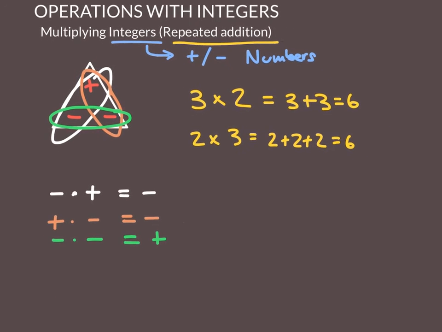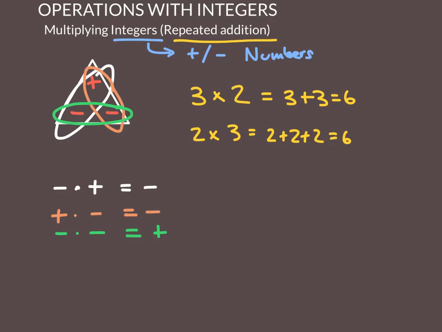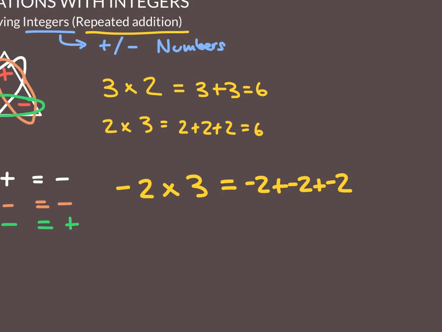Now, you can also think of it like this. All right, let's say that I have negative 2 times 3. Okay, now really, you have to think about what I'm doing here. If I have negative 2 times 3, then what I really have is negative 2 plus negative 2 plus negative 2. And negative 2 plus negative 2 is going to give me negative 4, plus another negative 2 is going to give me a negative 6. Okay, and that's how that would work.